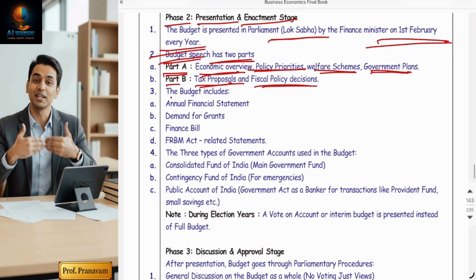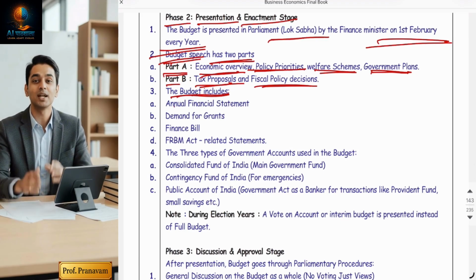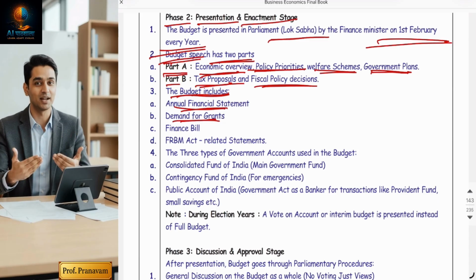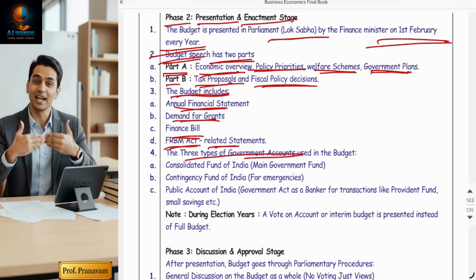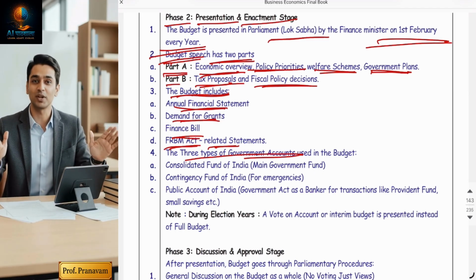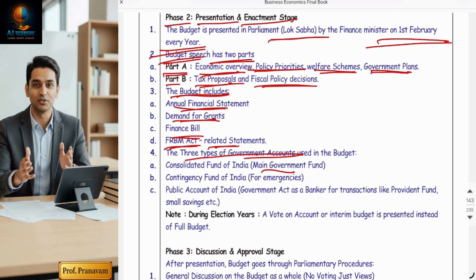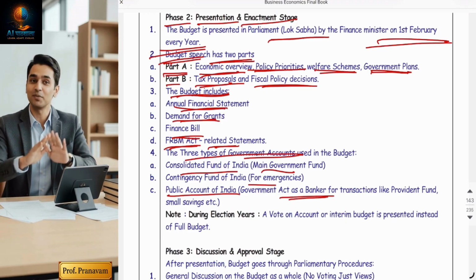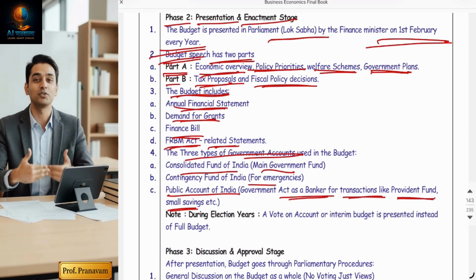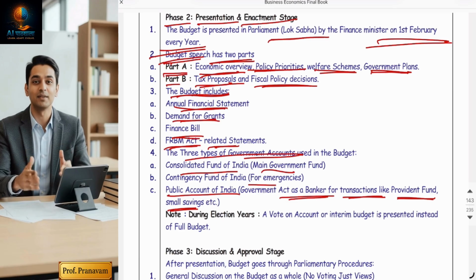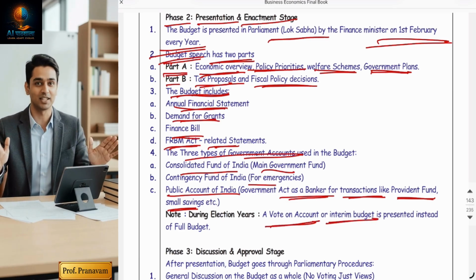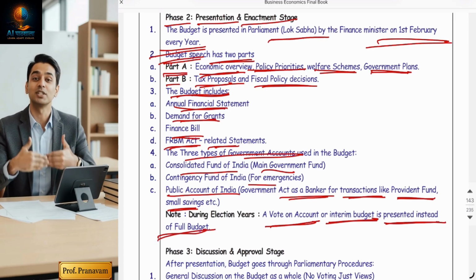The documents included in the budget are the annual financial statement, demand for grants, finance bill, FRBM Act related statements, and three types of government accounts: the Consolidated Fund of India, mainly the government fund; the Contingency Fund of India for emergencies; and the Public Account of India, where the government acts as a banker for transactions like Provident Fund, small savings, etc. Friends, during election years, a vote on account or interim budget is presented instead of the full budget.